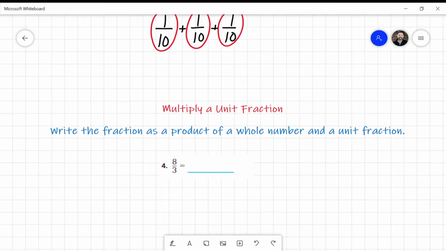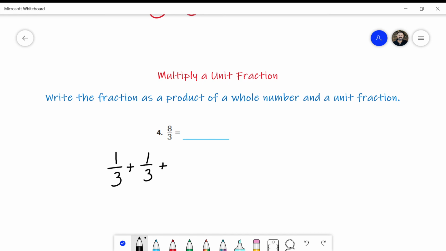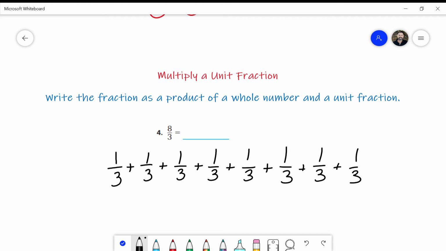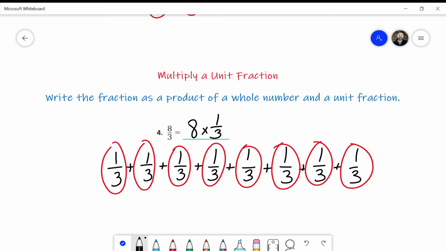All right, so this one's a little tricky because we have a fraction greater than 1, but it's the same thing. We're just going to break 8/3 apart, so we have 1/3 plus 1/3. So we're just going to repeat the 1/3 over and over again until we get to 8/3. So that's 5/3, 6/3, 7/3, and 8/3. Let me make sure that's right. So we got 1 group, 2 groups, 3, 4, 5, 6, 7, 8. There you go. So we have 1/3 being repeated 8 times.